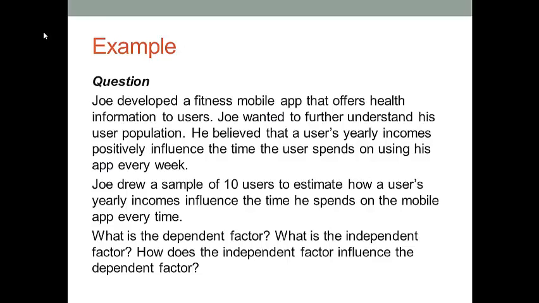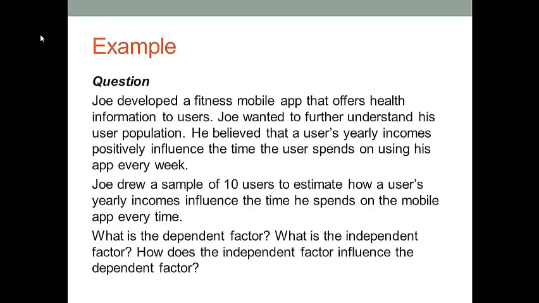Joe is developing a fitness mobile app. He believes that a user's yearly income will influence the time the user spends on this mobile app every week. Joe's assumption is that the more income a person has, the more resources he can spend on fitness information, and he will become more health conscious. Therefore, he will use the mobile app more. Because Joe's mobile app could have millions of users, it's impossible for him to survey the entire user population.